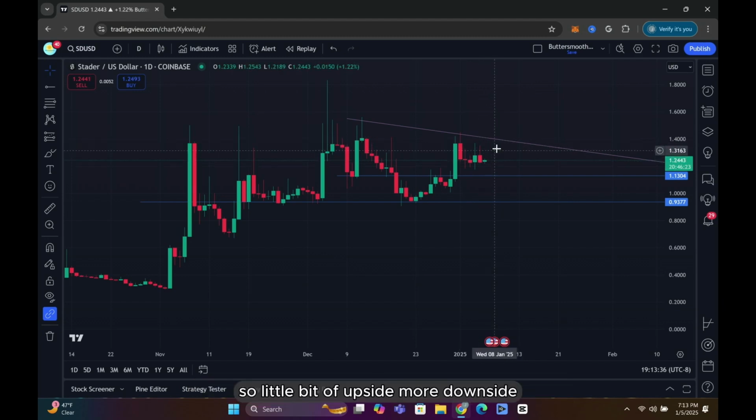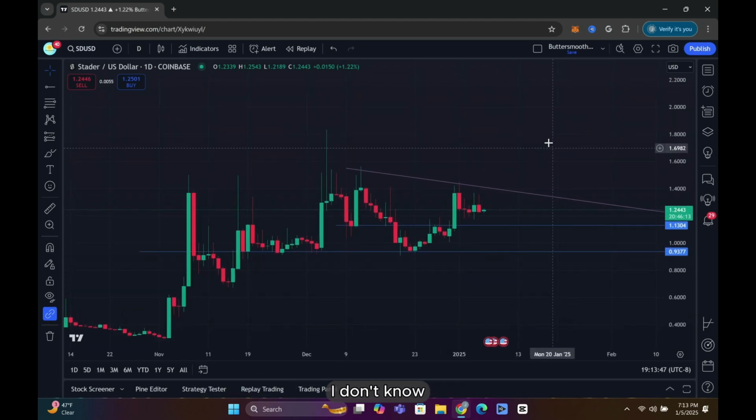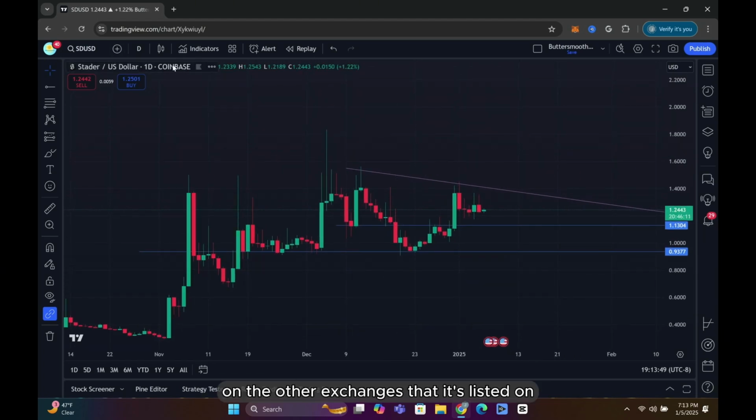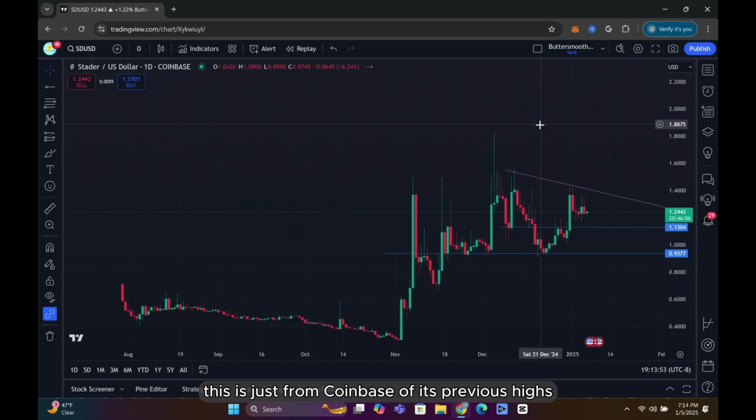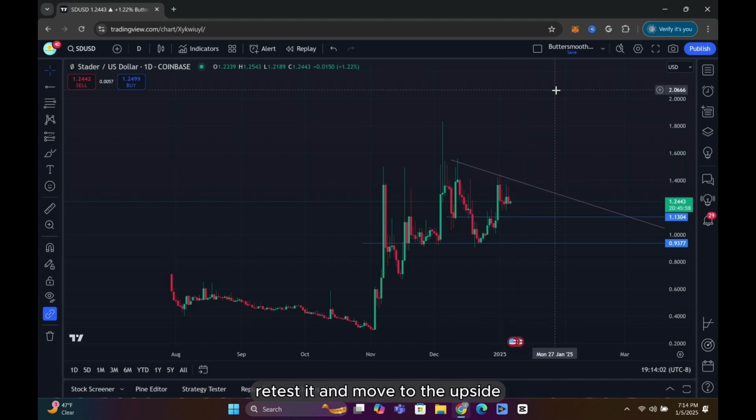So a little bit of upside, more downside, so a higher risk than reward. But once we break above this trend line and retest it, I mean, sky's the limit. I don't know about the other exchanges it's listed on. This is just from Coinbase of its previous highs, but expect some big movement to the upside if and when we break above this trend line, retest it and move to the upside.